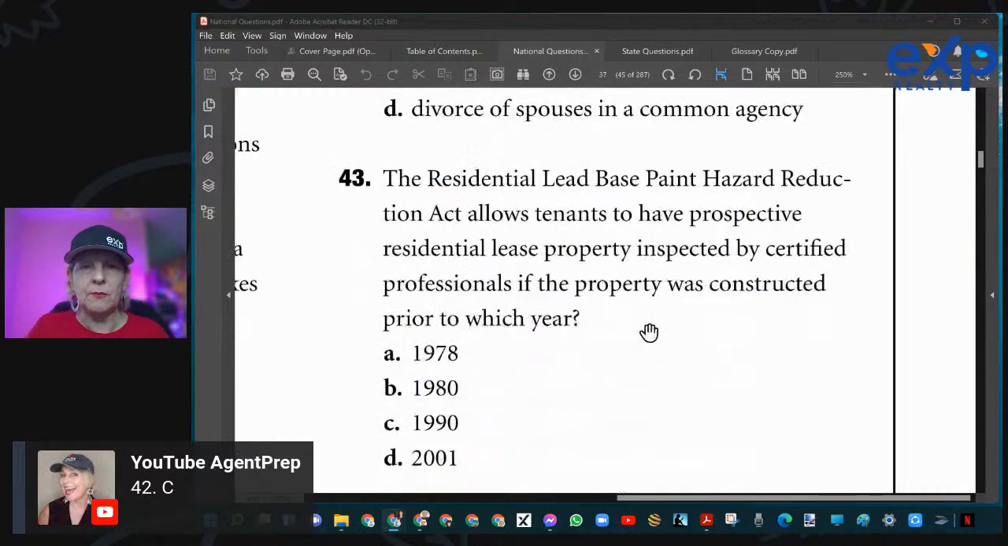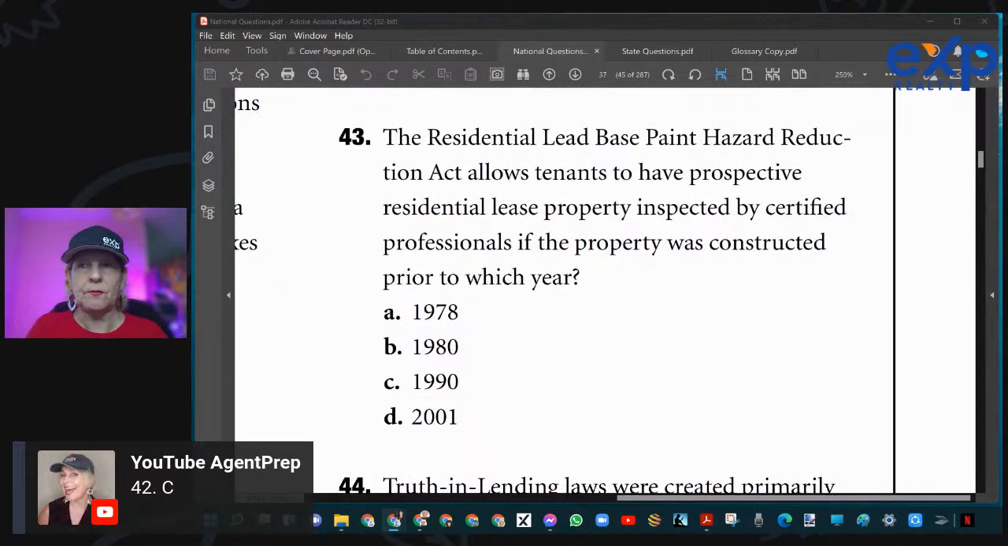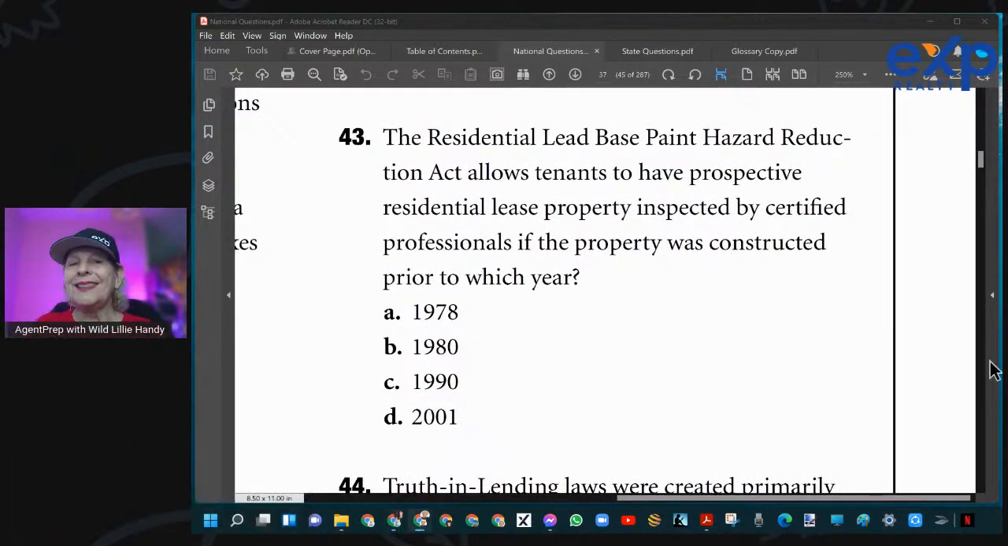All right, number 43. The Residential Lead-Based Paint Hazard Reduction Act allows tenants to have prospective residential lease property inspected by certified professionals if the property was constructed prior to which year? Lead-based paint, right? That is a federal national act, regulation, law. It's not by our particular real estate commission. Okay, that's a federal law.